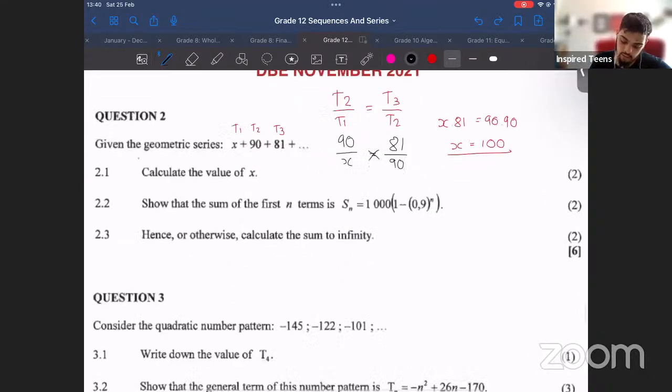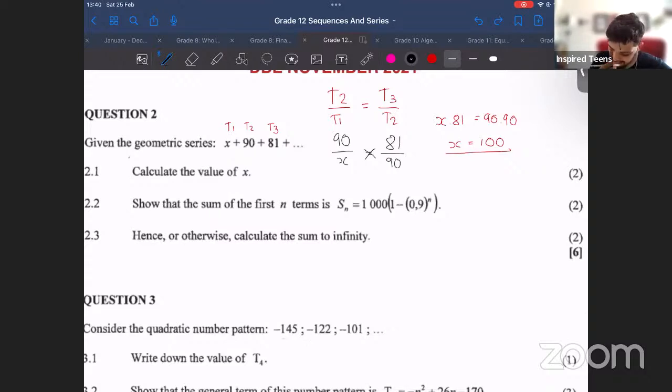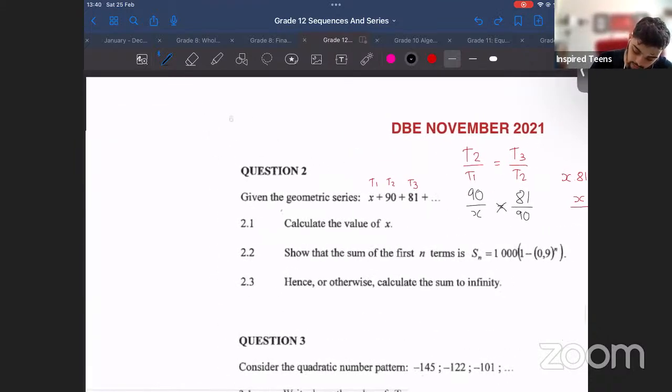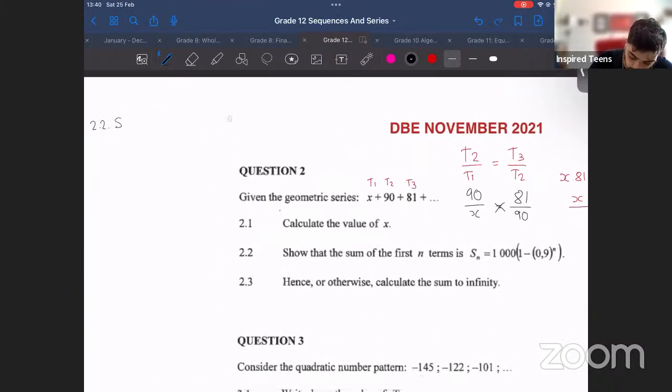Let's look at this one. Show that the sum of the first n terms is equal to Sn equals 1,000 open brackets 1 minus 0.9 to the power of n. Just utilizing the information that we have so far. Sn is equal to a open brackets 1 minus r to the n divided by 1 minus r. What is our first term? We calculated x as 100.